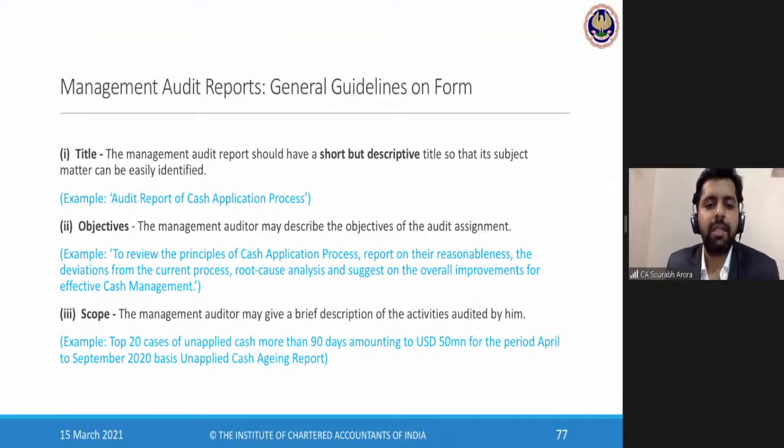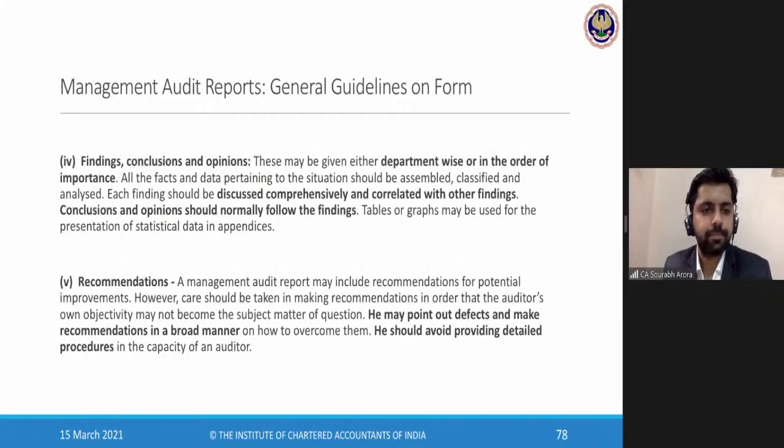Scope: the management auditor may give a brief description of the activities audited by him. So top 20 cases of unapplied cash more than 90 days amounting to USD 50 million for a period April to September. So how many cases, what is the aging if there is any, above what amount, and during which period, and from which report you have taken up the samples.